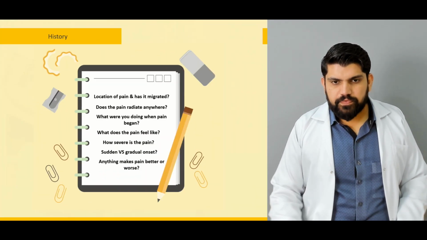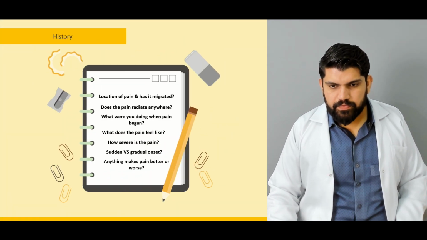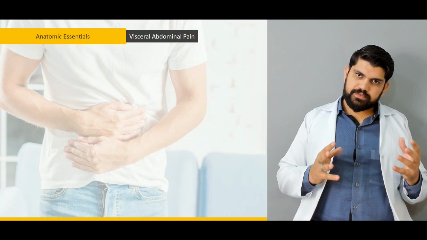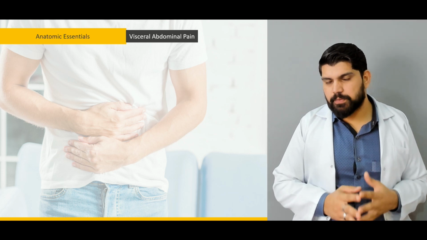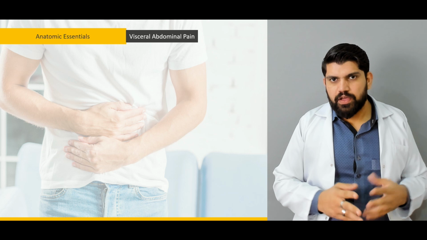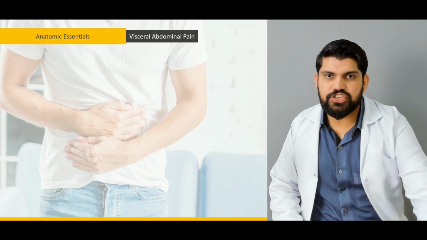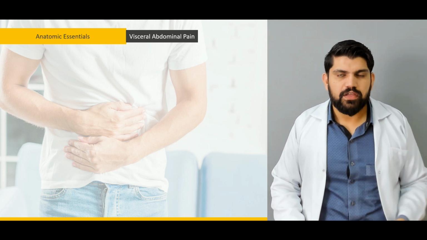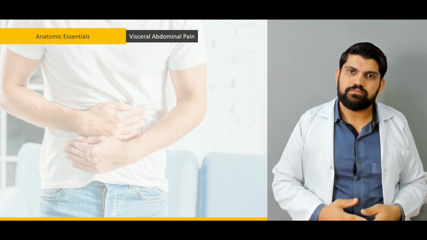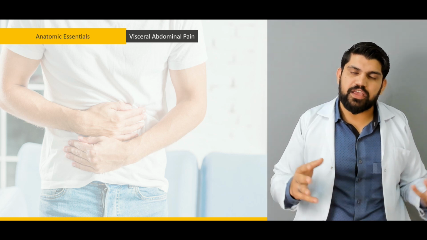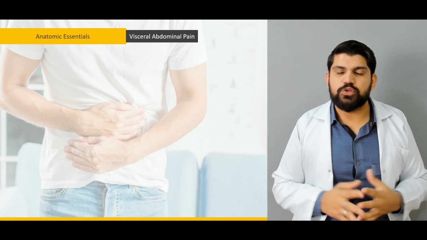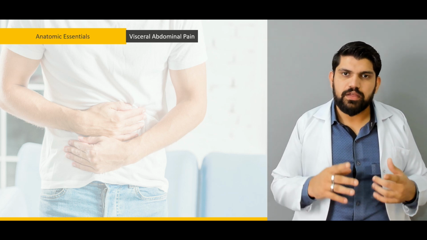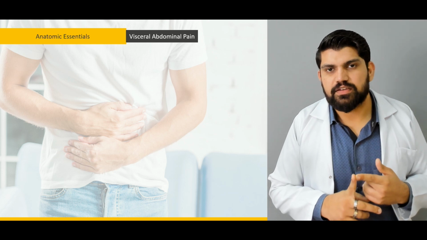So, visual abdominal pain. As I mentioned before, the onset of the pain is really, really important. For example, a patient comes to you with acute pain, acute abdomen, and the abdomen is rigid, hard, board-like, doesn't allow you to touch. There are multiple things that must come to your mind.